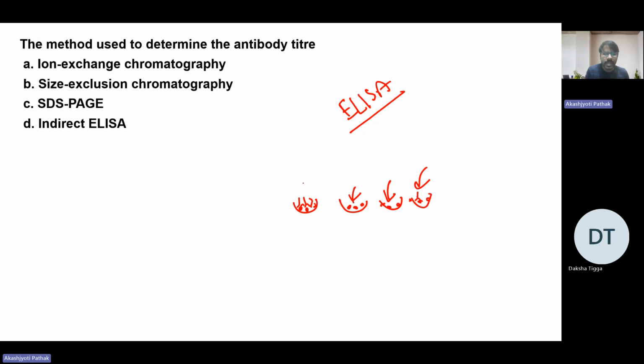Then you will use another antibody against this antibody, and this is the secondary antibody. This secondary antibody is conjugated to a fluorophore. So when you add the substrate, a colored product will be formed. By measuring the intensity of the colored product, you can quantify which sample has higher antibody.